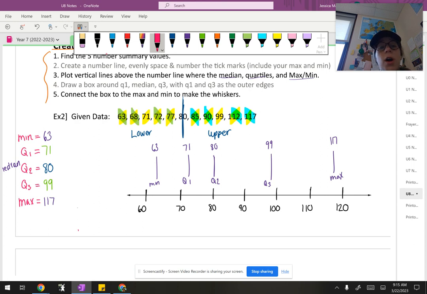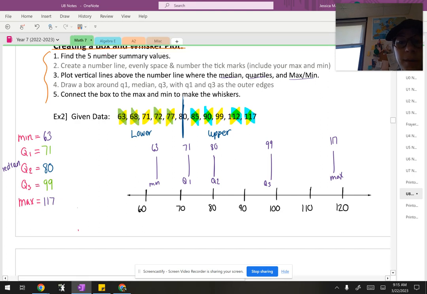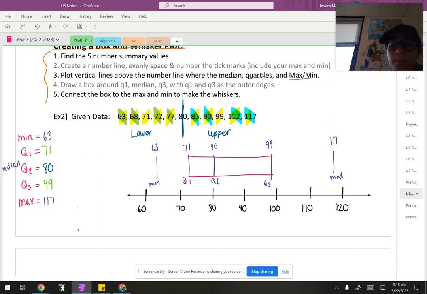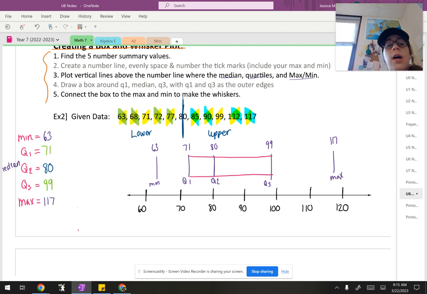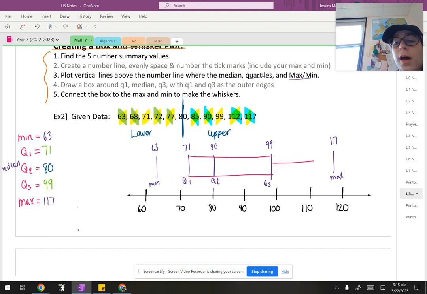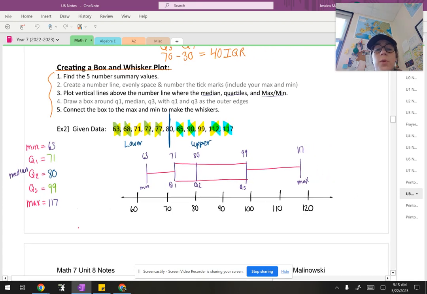Step 4 says to draw a box around Q1, the median, and Q3. So basically all you have to do is draw 2 more lines because they make the box. Boom, boom. Again, it would look much nicer if you used a ruler. Last but not least, just connect your box to the outside. And there you have your box and whisker plot.